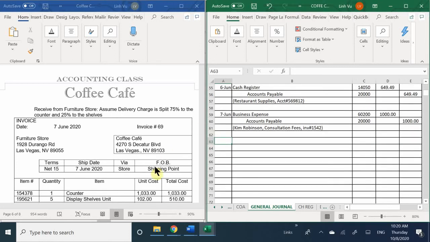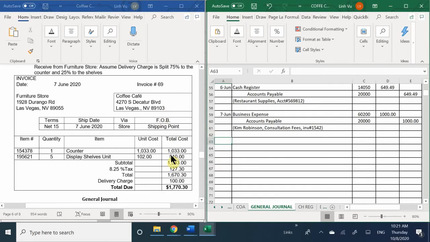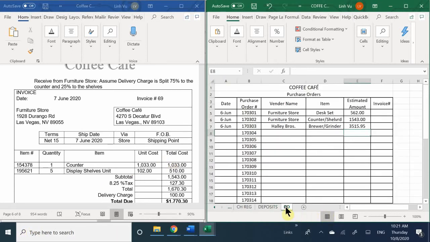All right, so let's look at this piece of information. So here we actually received a bill. We received our first invoice, so that means first things first, we go ahead and check mark it in our purchase orders. All right. So I'm going to go back to my purchase orders list and let's look at our information. We received our counter and our shelves. So there we go.